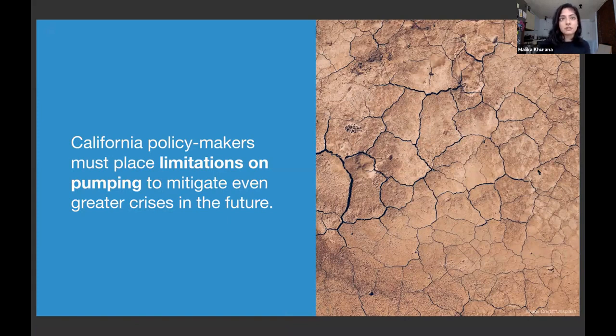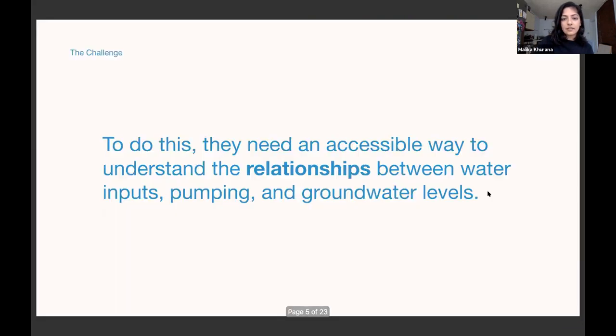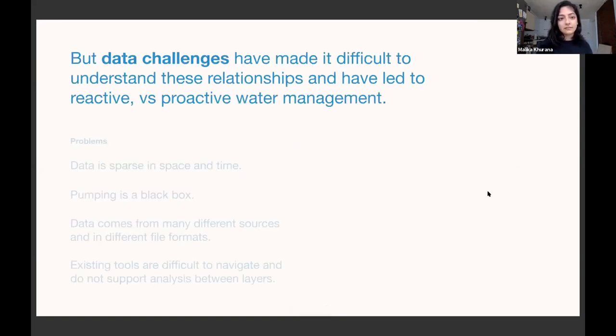So policymakers are starting to find that they need to place limitations on pumping to mitigate even bigger crises in the future. And in order to do that, they need an accessible way to understand all the relationships between the different parts of the water system. So water inputs, this pumping activity that's happening, and the actual groundwater levels. Of course, it's not that simple, and there's a lot of challenges with information access that have made it difficult to understand those relationships, and they've led to more reactive rather than proactive management of water.